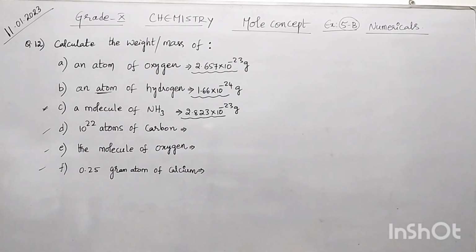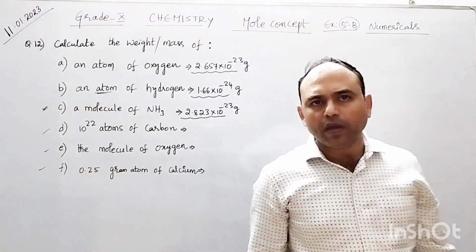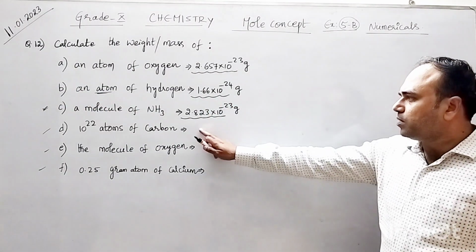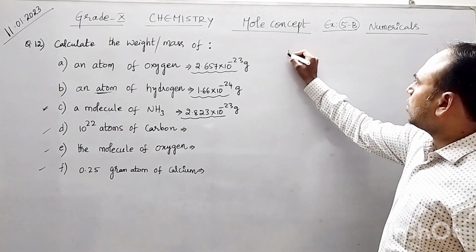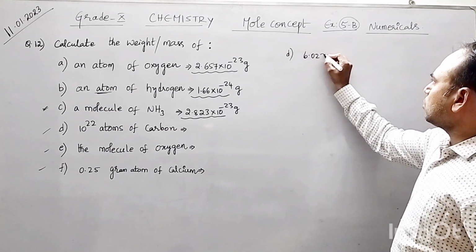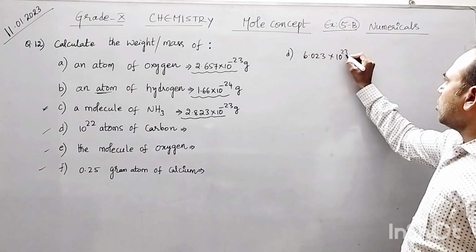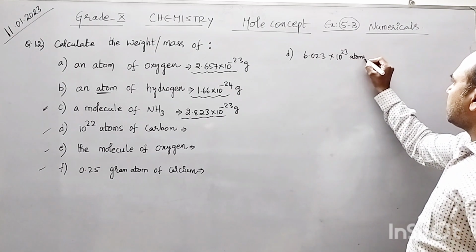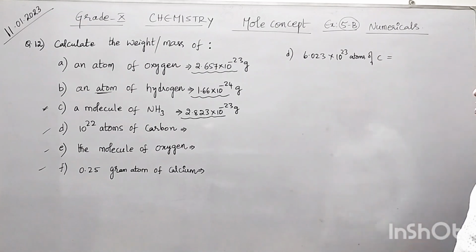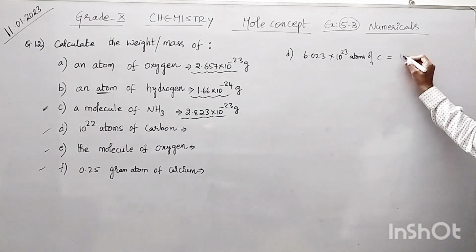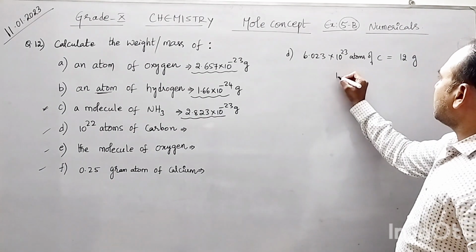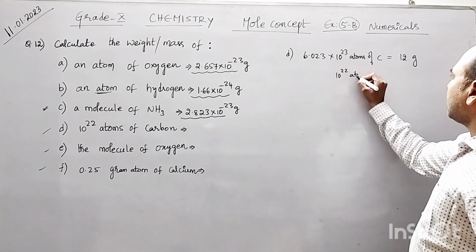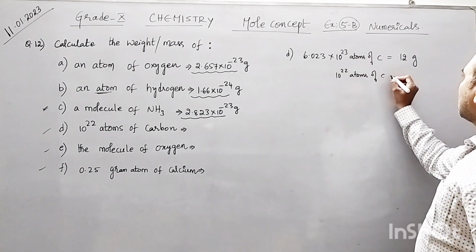Now question number 20. Let us continue. Hope you have tried to solve this applying the same formula. 10 to the power of 22 atoms of carbon, they are asking the mass here. So you already know that 6.023 into 10 to the power of 23 atoms of carbon, that is Avogadro number, will be equivalent to 12 grams for carbon. So we know this. They are asking 10 to the power of 22 carbon atoms.